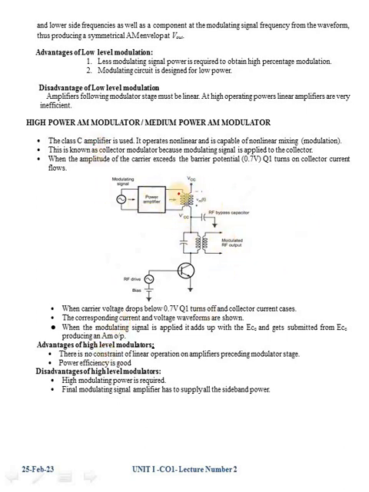It operates in the non-linear region. This is known as a collector modulator because the modulating signal is applied to the collector of the circuit. When the amplitude of the carrier exceeds the barrier potential of 0.7, your Q1 turns on and the collector current starts flowing. When the carrier voltage drops below 0.7, Q1 is in the off condition, and the collector current reduces. The corresponding current and voltage waveforms are shown in the next slide.